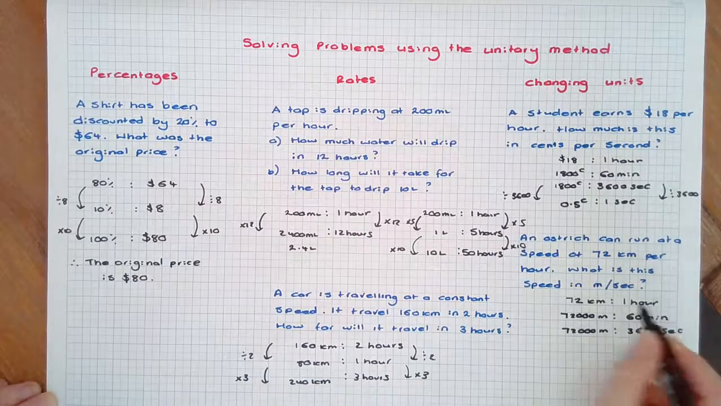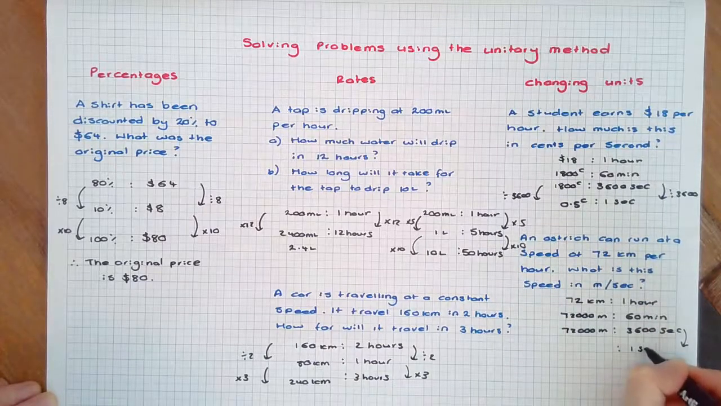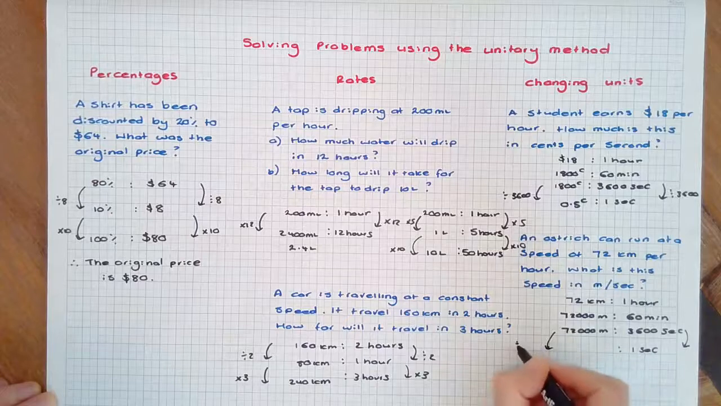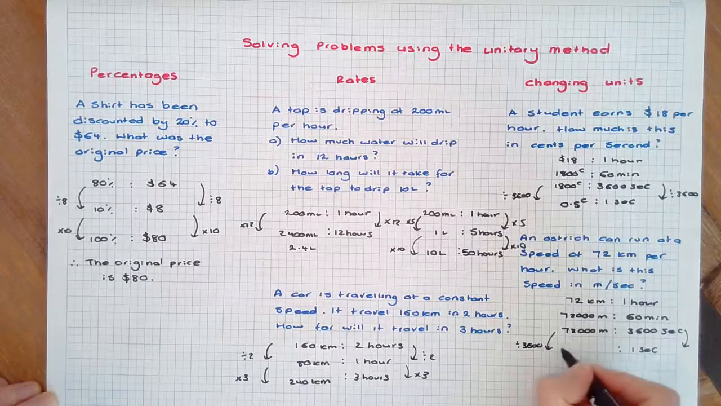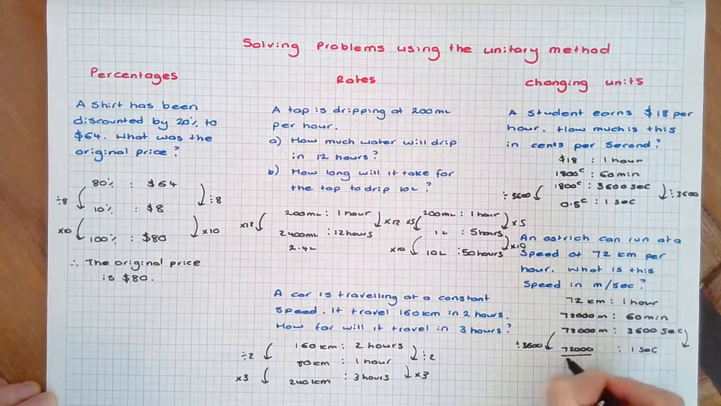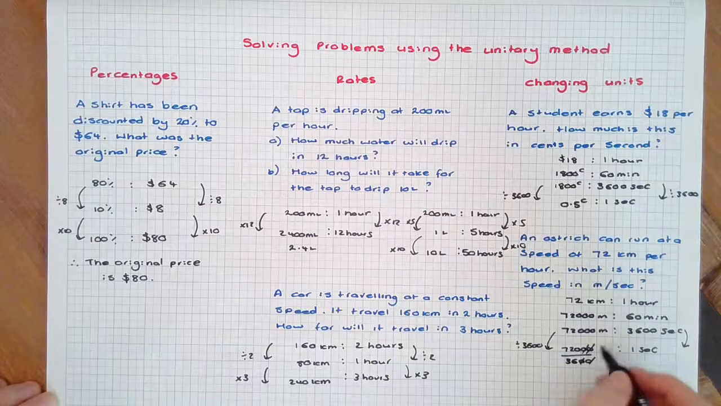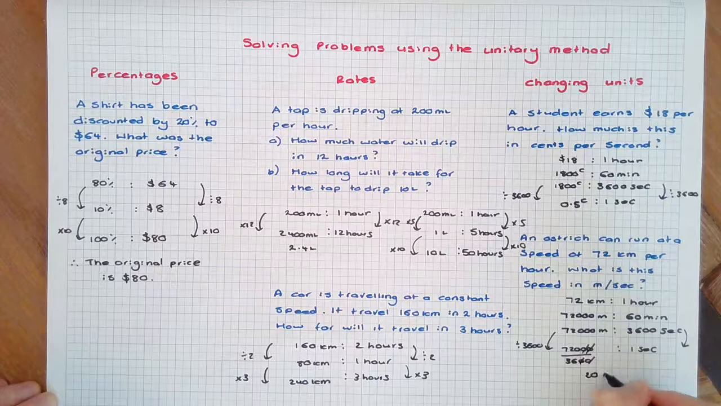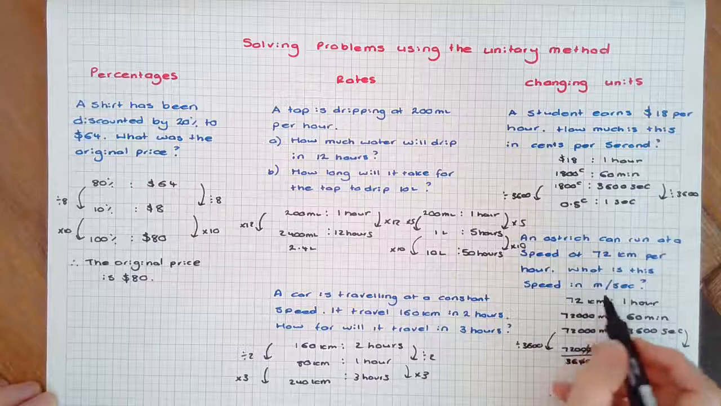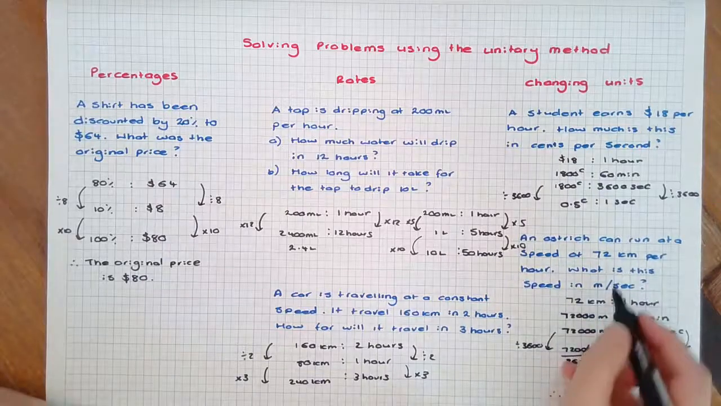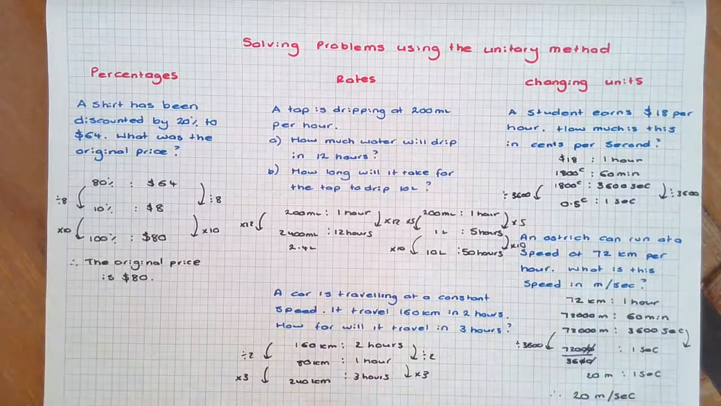Again, we need to get down to per 1 second. We will divide by 3,600 to get 1 second. 72,000 divided by 3,600. Could set it up as a fraction if you're not sure. Cancel. 720 divided by 36 is 20 metres per 1 second. Therefore, an ostrich travelling at 72 kilometres per hour is equivalent to 20 metres per second. That's fast.